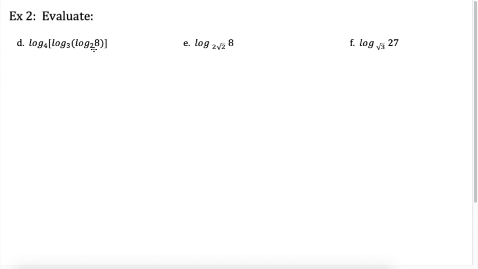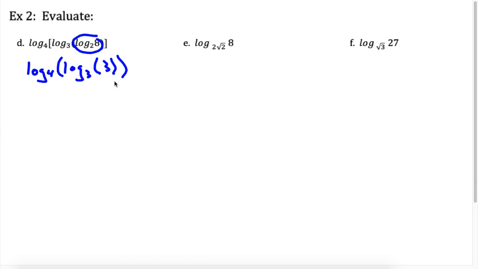So this part is saying 2 to what power equals 8? Well, 2 to the third power would equal 8. So just this portion here, log base 2 of 8 is equal to 3. So I can rewrite this as log base 4 of log base 3 of 3. I just replaced log base 2 of 8 with what I know that to be, 3.